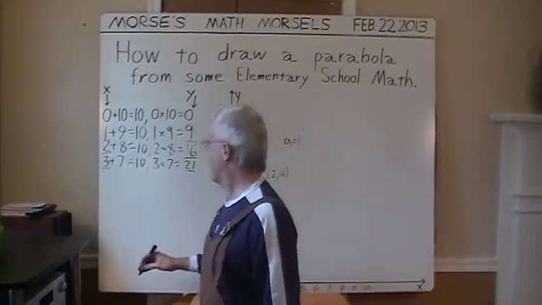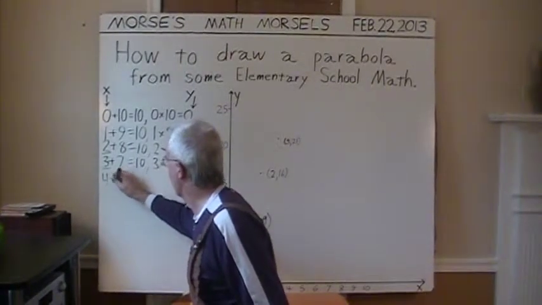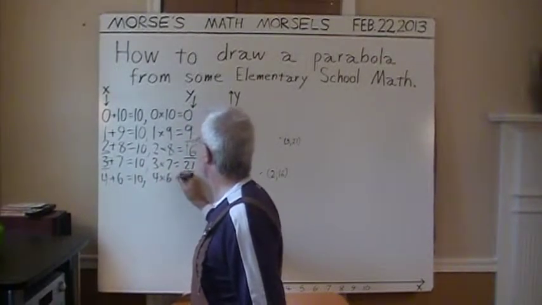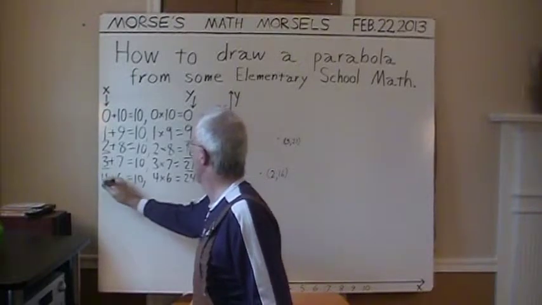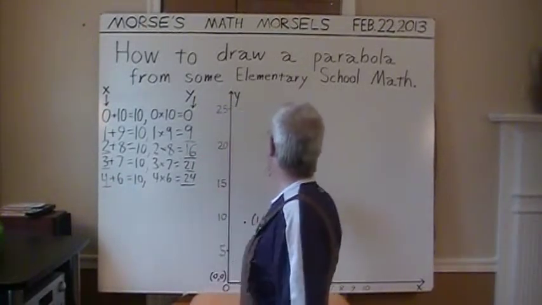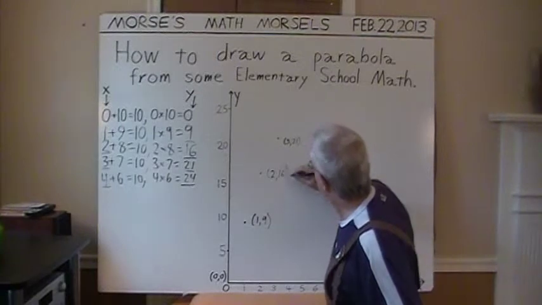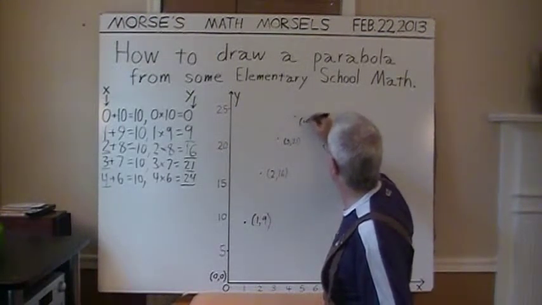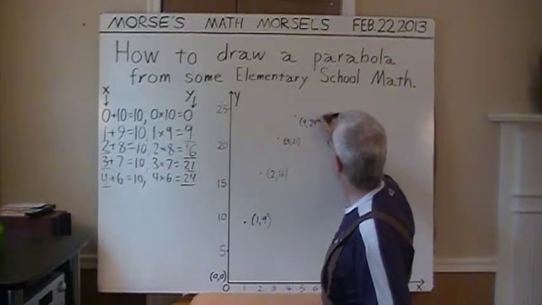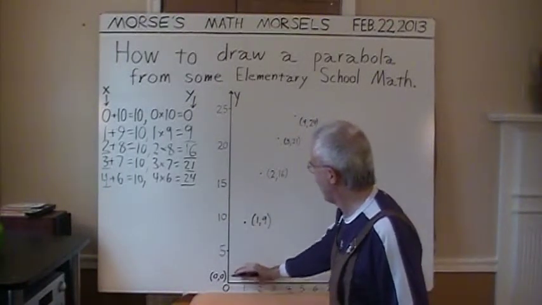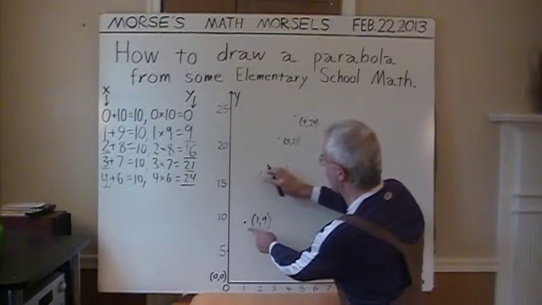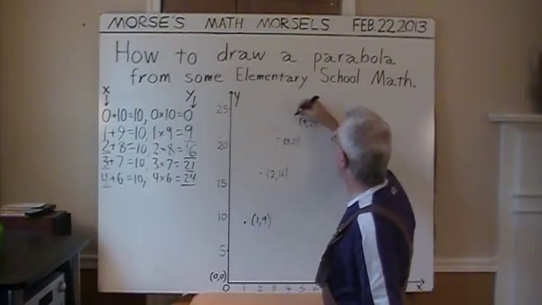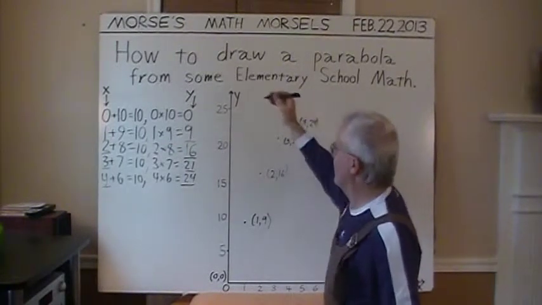Next addition, so you probably figured out this next point already. 4 plus 6 equals 10. 4 times 6 equals 24. Next point to plot, 4 and 24. Let's go straight up from 4, that's about here, and 24 looks like it's about here. Notice our points seem to be getting closer together. There's a big gap here, and then a slightly smaller gap, and a smaller gap. I am even going to move that point down a little bit, get away from the 25.